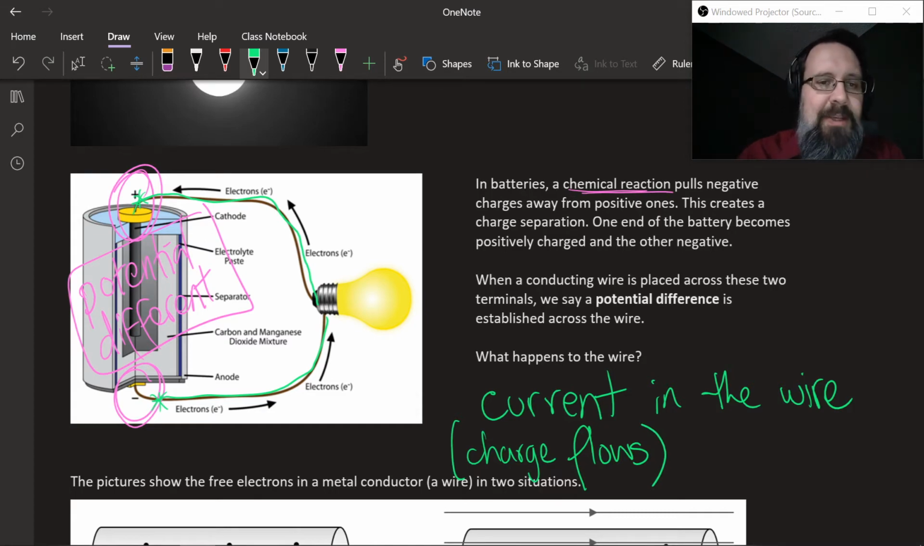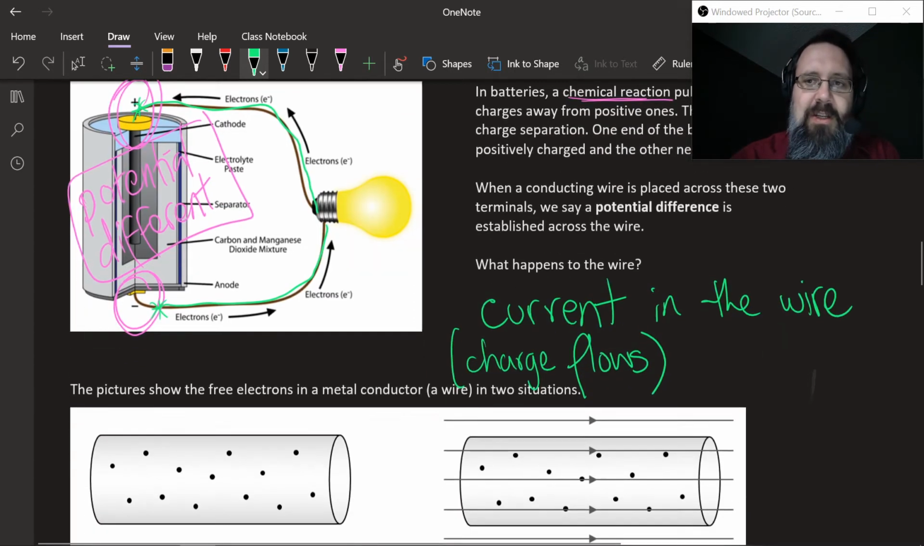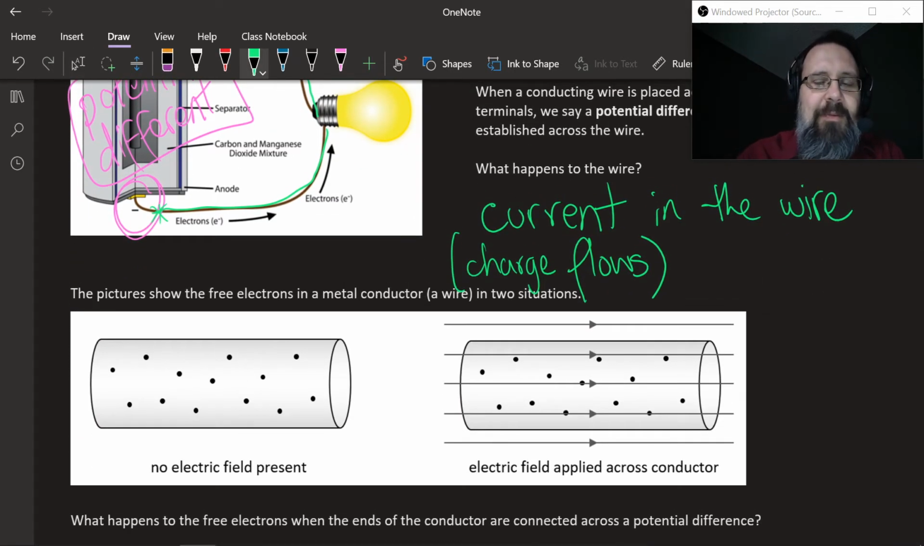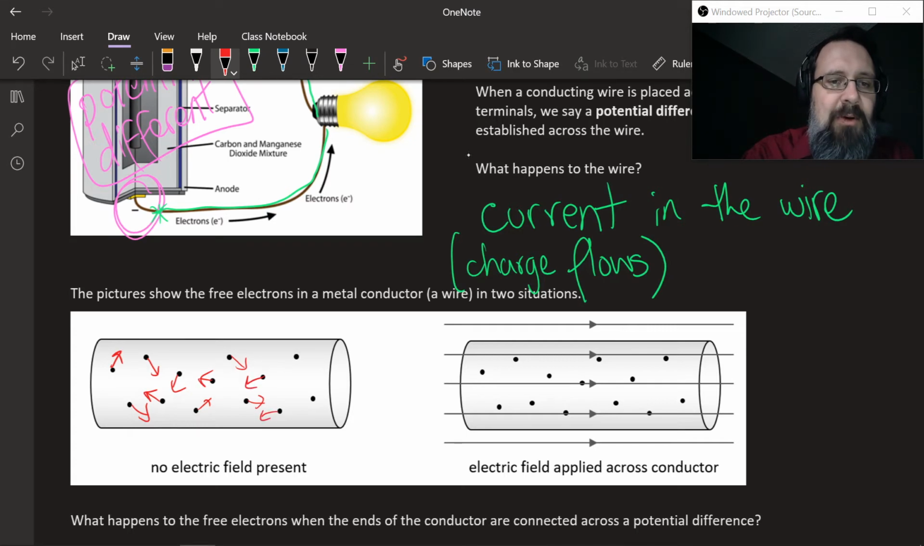So what will happen is the free electrons in the wire, so the wire is full of free electrons, which we're going to talk about right down here. Before you connect the wire across the potential difference, the wire looks like this. All those free electrons are just randomly moving all over the place, maybe one's moving this way. There's really no pattern to this. Just random motions, like in a gas.